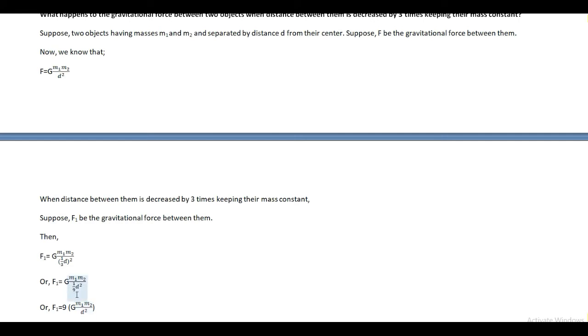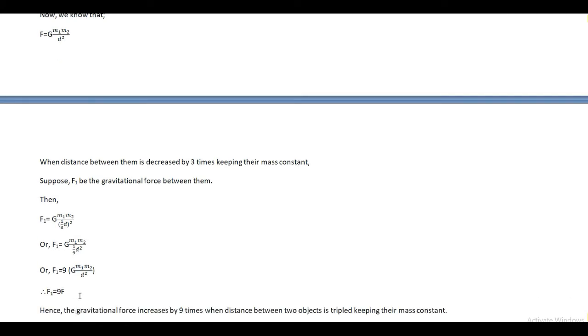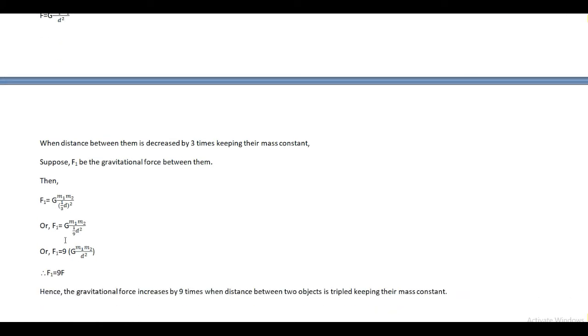Again, this 9 of the 1 by 9 will go to the numerator. So we can write 9 in the numerator, and we have obtained F1 equals 9 G m1 m2 by d squared. Now again in the place of G m1 m2 by d squared, we write F, because G m1 m2 by d squared equals F. And here we have obtained F1 equals 9F.